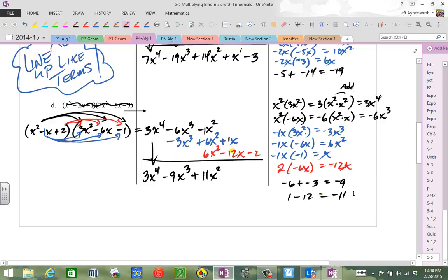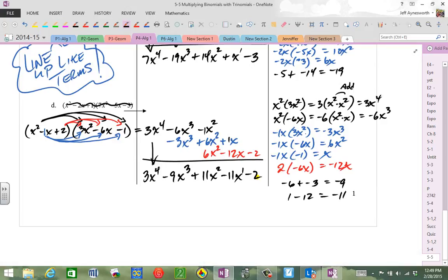All right, 1x minus 12x is negative 11x, and then bring down the minus 2. Again, descending order: 4th degree, 3rd degree, 2nd degree, 1st degree, and then constant, 0 degree. And that's how it's done, my friends, okay?